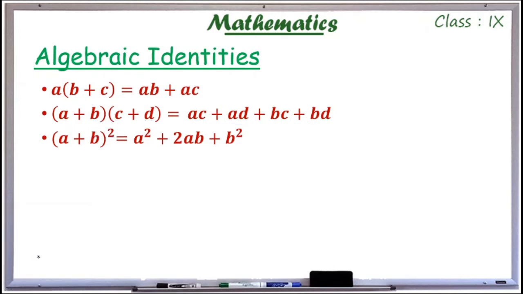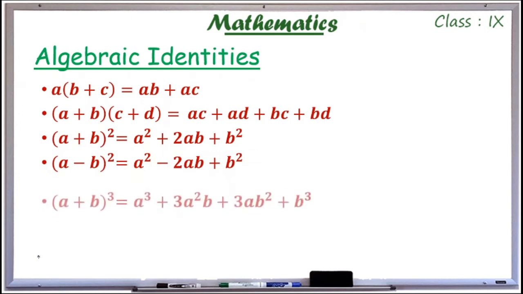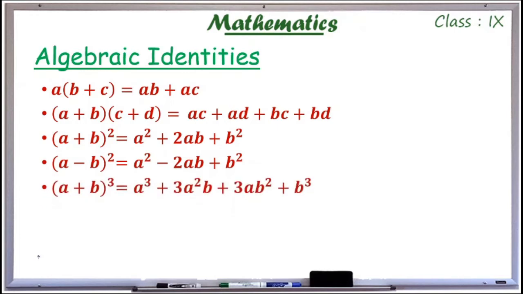a plus b all square is equal to a square plus 2ab plus b square. Also a minus b all square is equal to a square minus 2ab plus b square. a plus b all cube is equal to a cube plus 3a square b plus 3ab square plus b cube. a plus b into a minus b is equal to a square minus b square. You must be very thorough with these identities so that we can do problems. So learn them by heart.